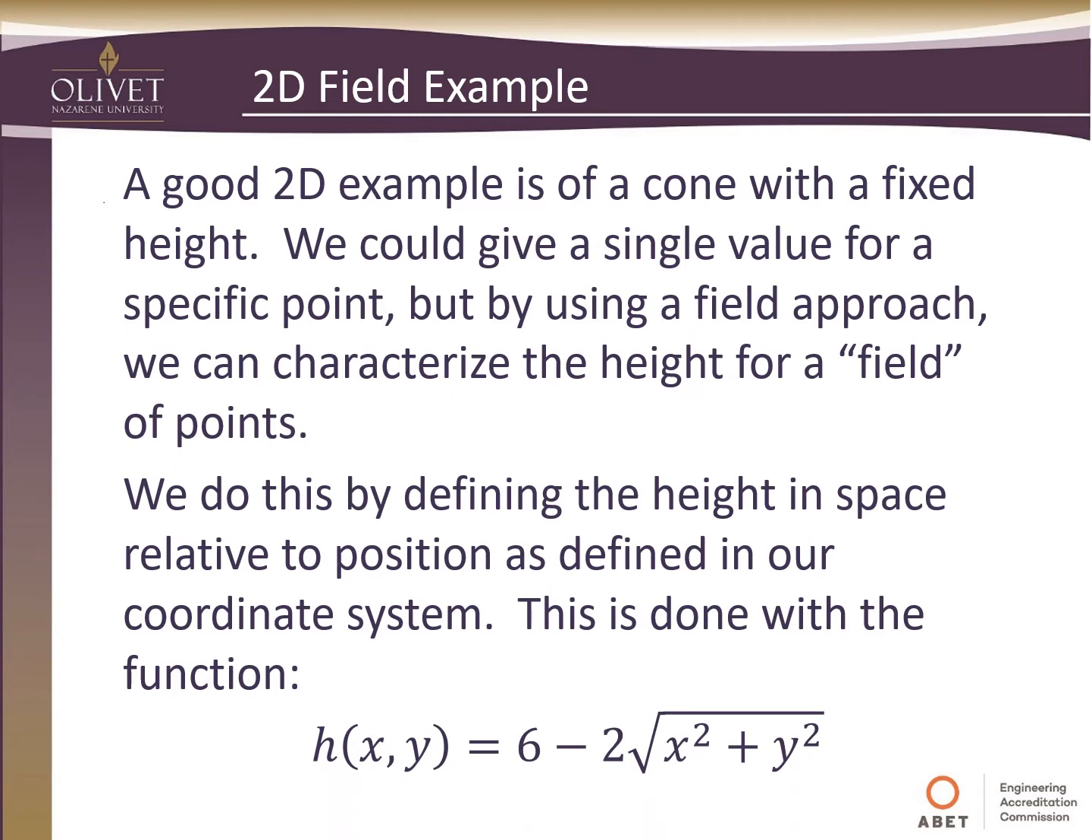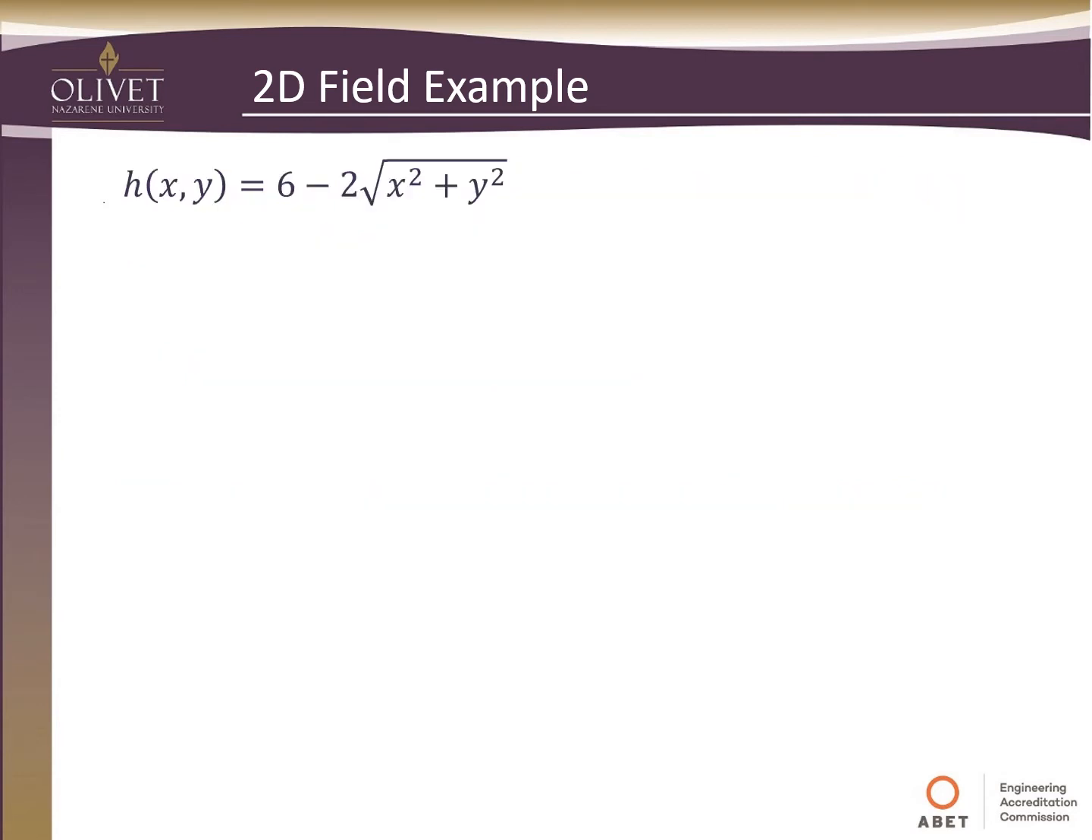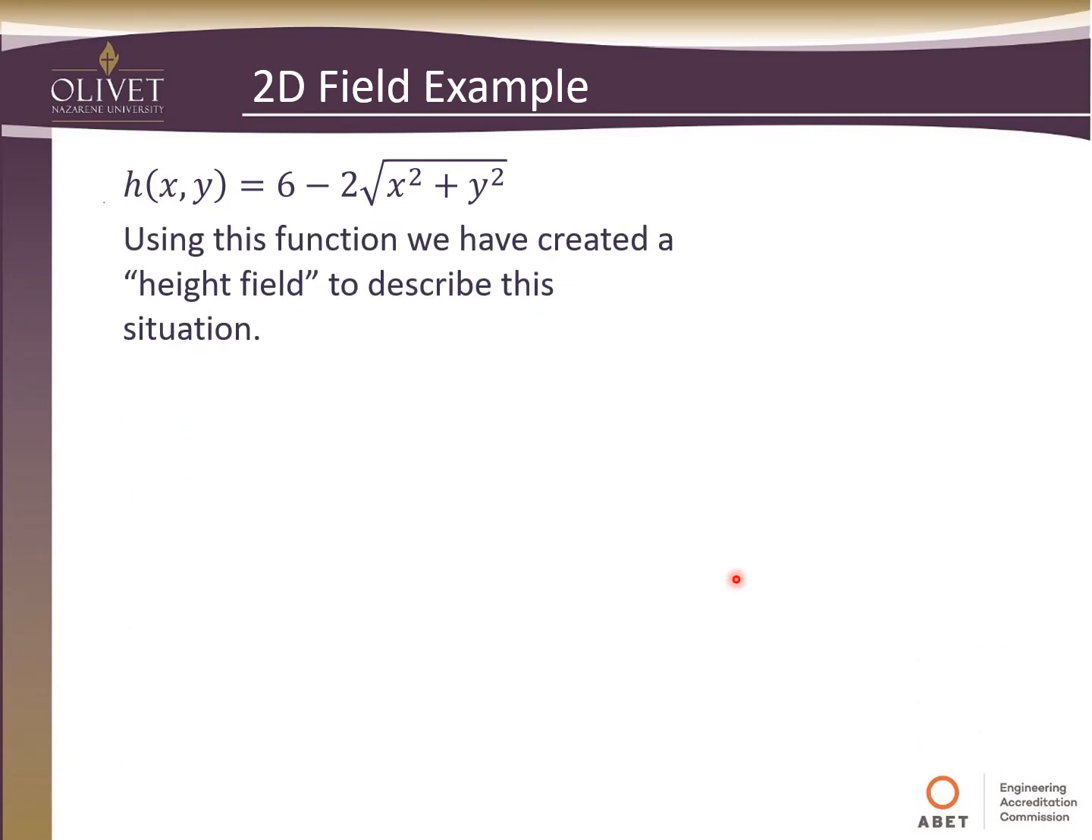And to do that, we can do it as simply as this equation here, where the left side is just saying that height, in terms of an xy position, is going to be equal to the equation on the right, 6 minus 2 times the square root of x squared plus y squared. So taking this equation and using this, we've created a height field. And this is what's used to describe the situation going on with the height.